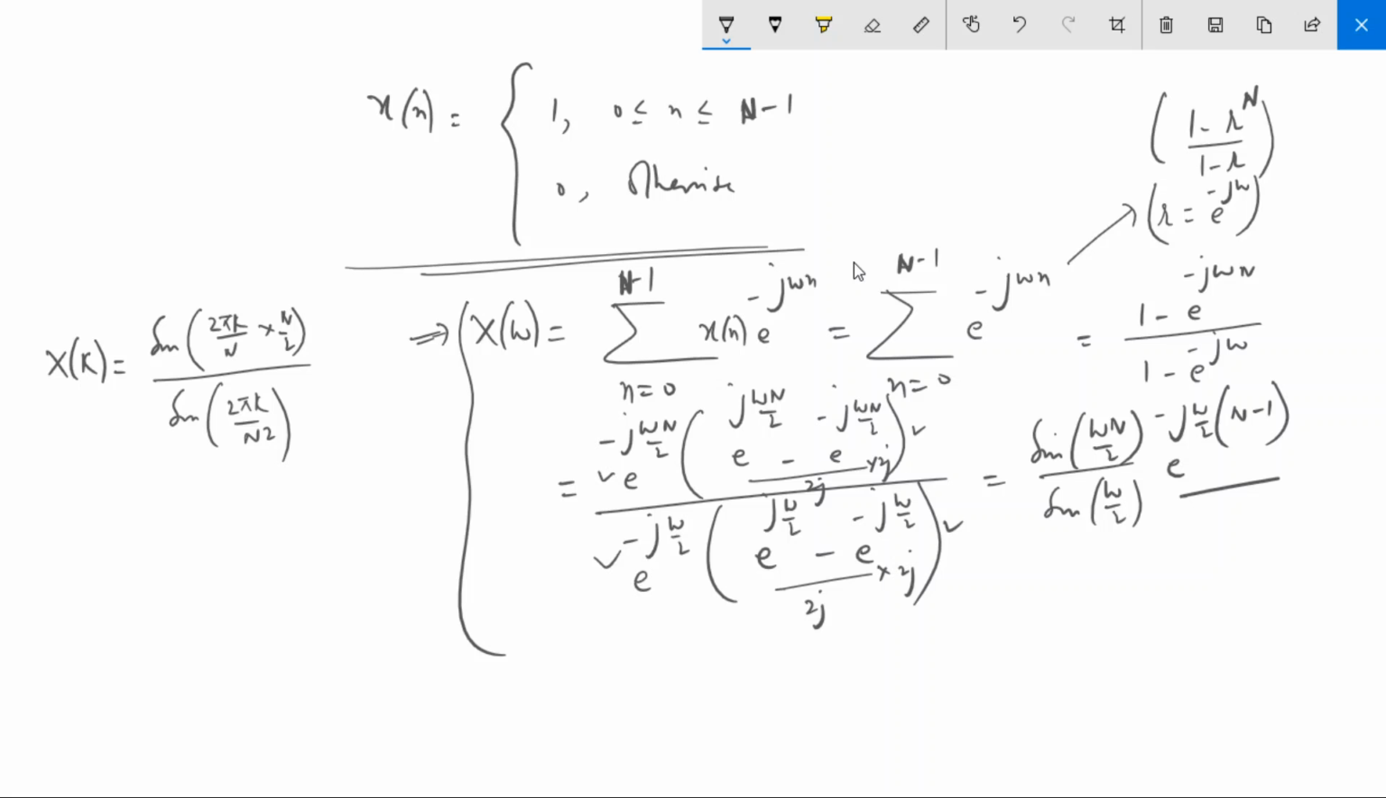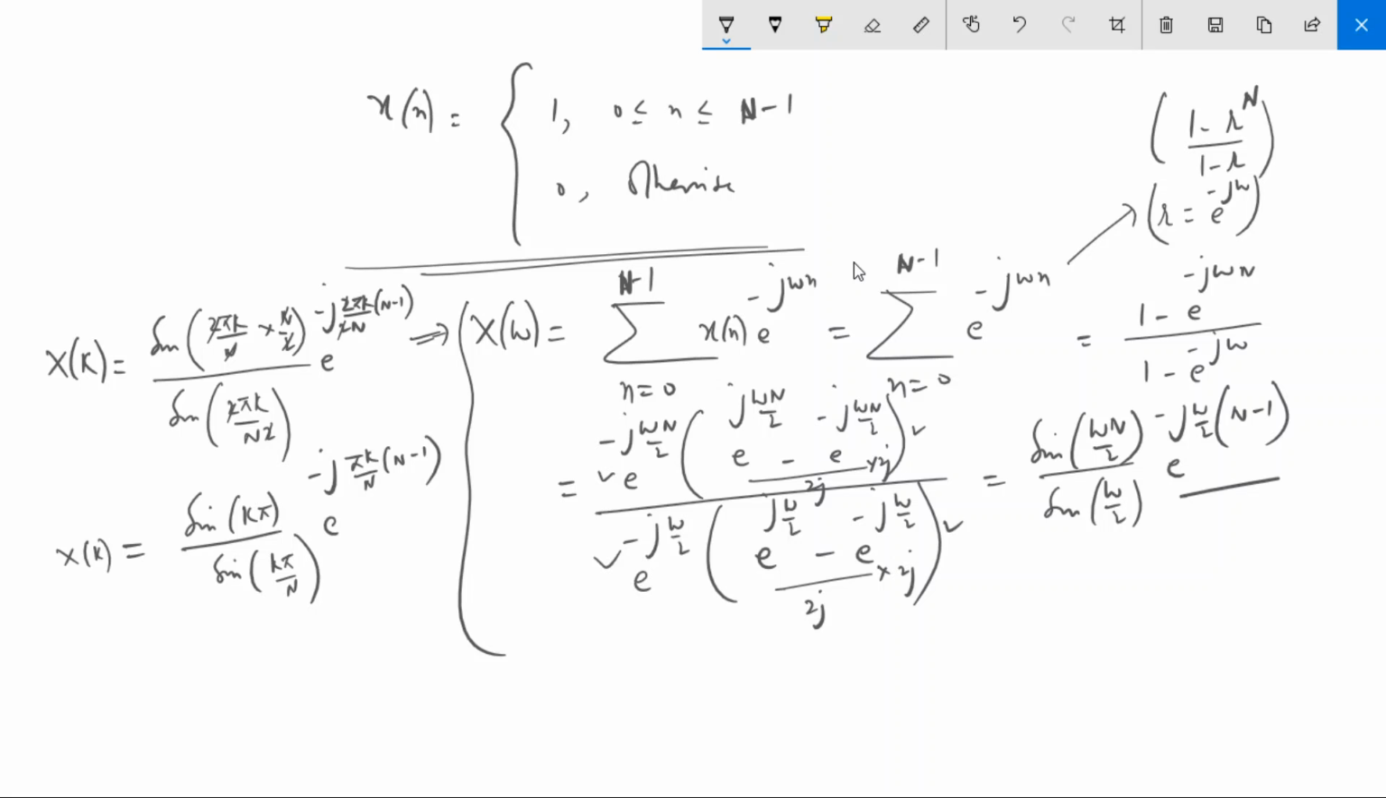And similarly along with the phase factor, you will get e raised to power minus j omega, which is 2 pi k by N, times (N minus 1) by 2. The N and N will get cancelled, the 2 will get cancelled, and you will get sine of k pi divided by sine of pi k by N, into e raised to power minus j k pi by N into (N minus 1). This is the DFT.